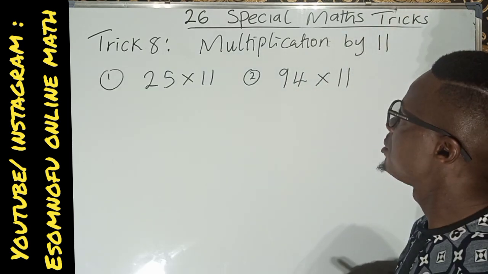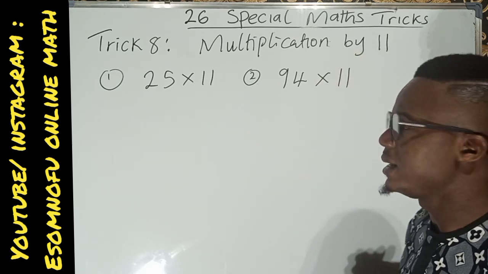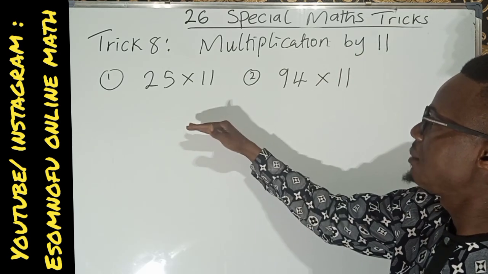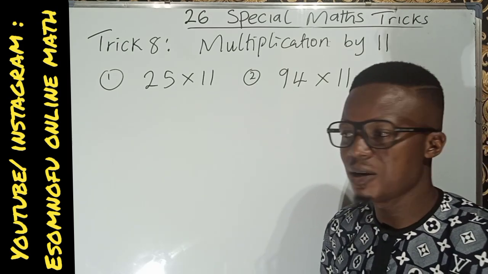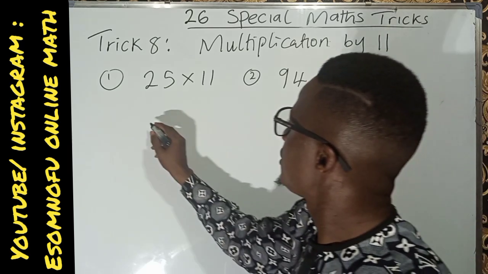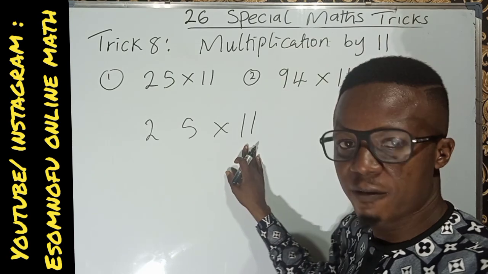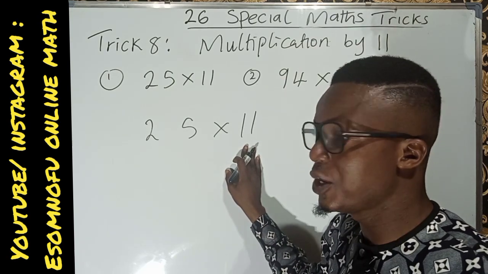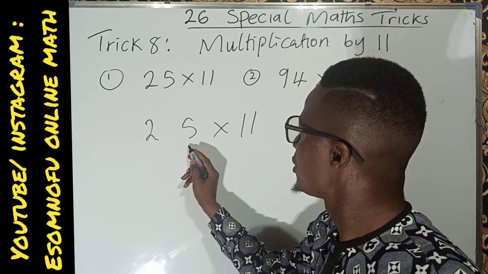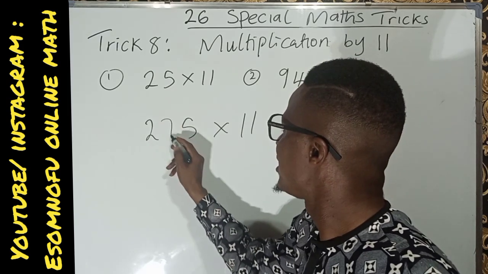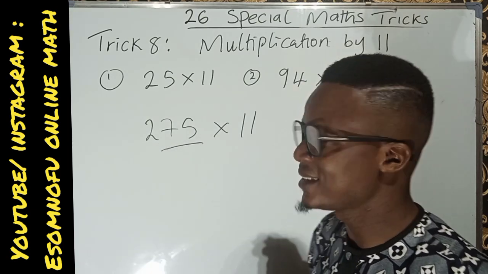Here comes trick number 8. We call it multiplication by 11. Here we are talking about multiplication of 2-digit numbers, which still give a 3-digit number. If you have 25 and you want to multiply it with 11, provided that it is 11 you want to multiply any number with, don't touch this 11, don't stress yourself. Just say 2 plus 5, it will give you 7. Write 7 in the answer. The answer is 275. As simple as that.